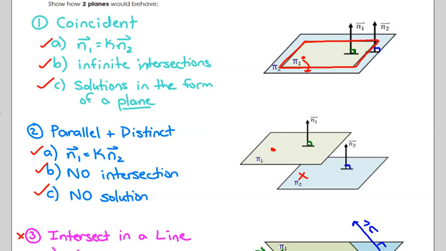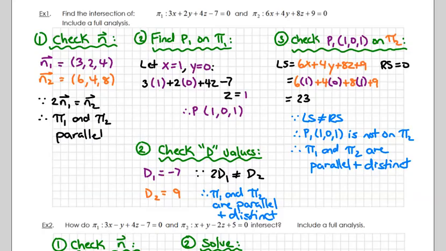I'm going to be going over them quickly, so I'm sorry, but I do have quite a couple of examples for you, and I'm hoping that the colors help. All right, so we have two planes. They're both in scalar form.